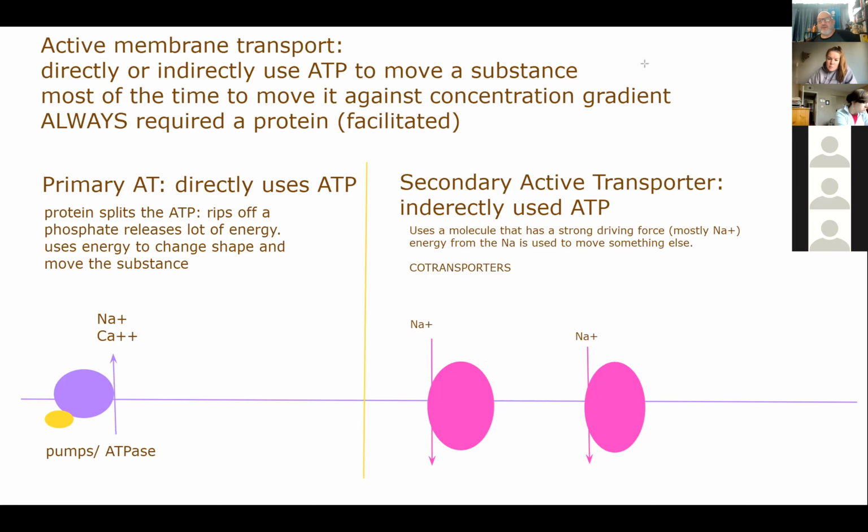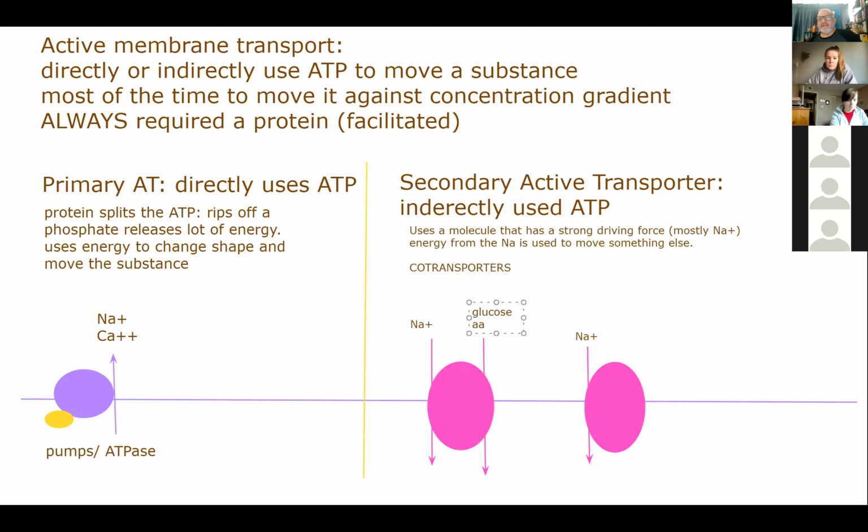One thing I can do is use the energy of it to bring something else in, like, for instance, a glucose or an amino acid. Those are the kind of things that I would want inside the cell, so I can use the energy of the sodium to do work for me.